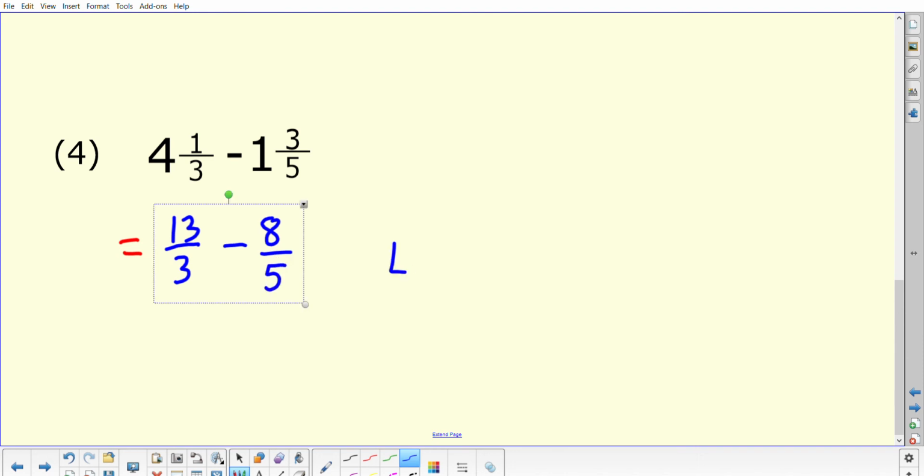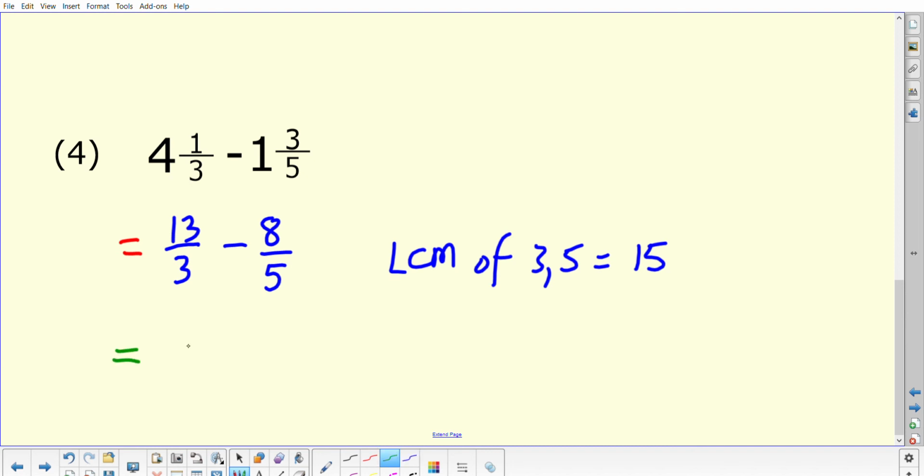You're then looking for what is the lowest common multiple of 3 and 5. So it's the first number that's in the 3 and 5 times table, and that is 15. So that tells you that you need your bottom numbers for both fractions to be 15. Like I said, we're having to change both fractions. Now, to change 3 into 15, you are multiplying by 5. That means you will need to multiply that 13 by 5. That's going to give you 65 on the top.